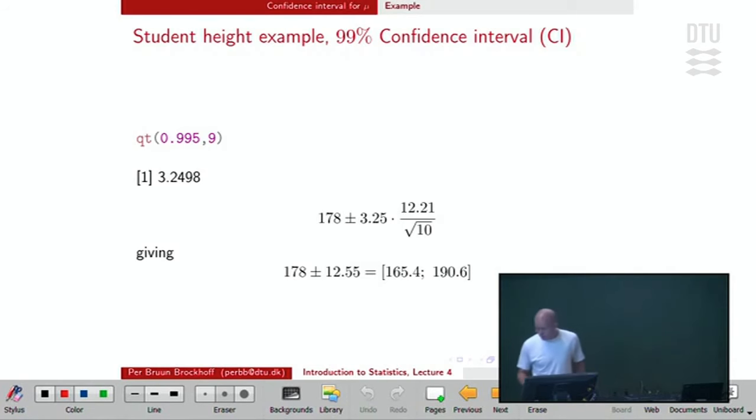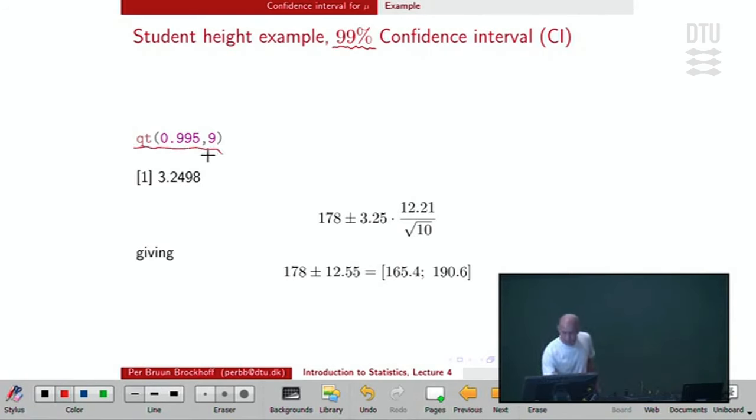Well, just to make this example, what happens if I want a higher degree of confidence? 95% is not enough for me. I want to be more confident. Why should I live with this 5% chance of not being there? Whatever that means. We'll get back to that.